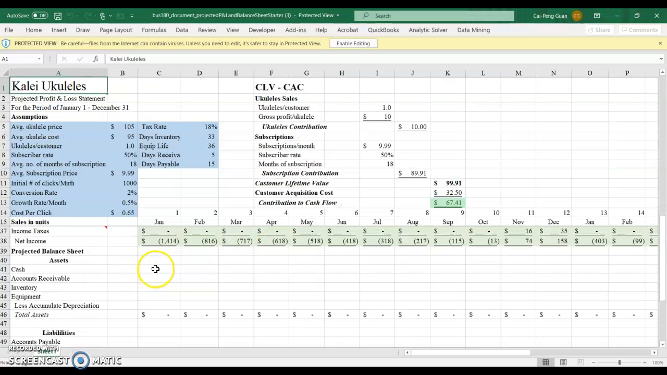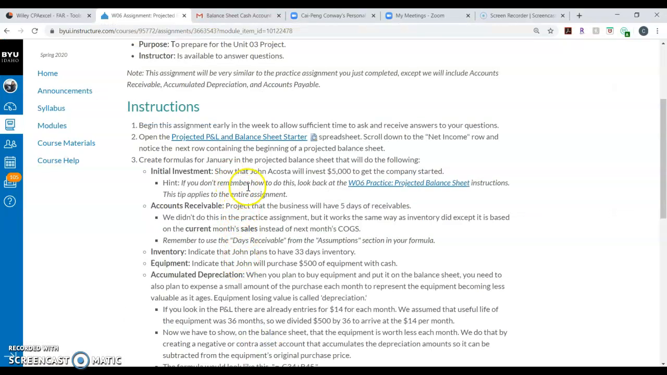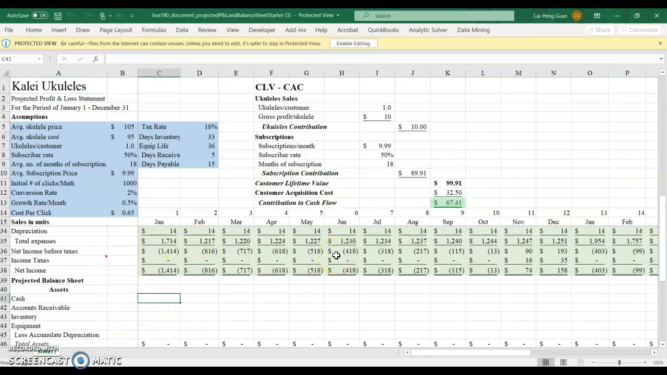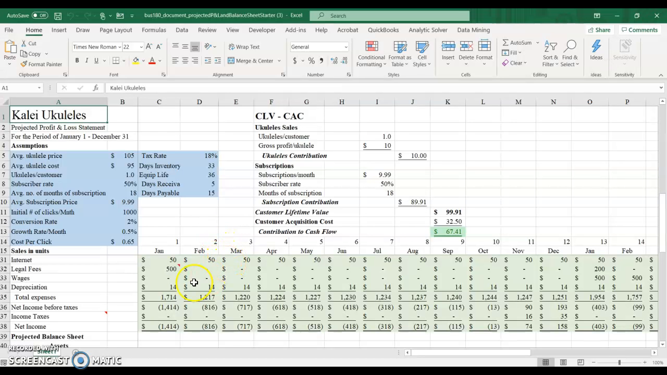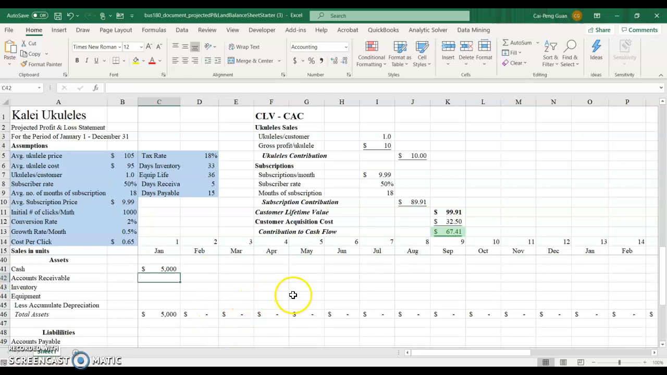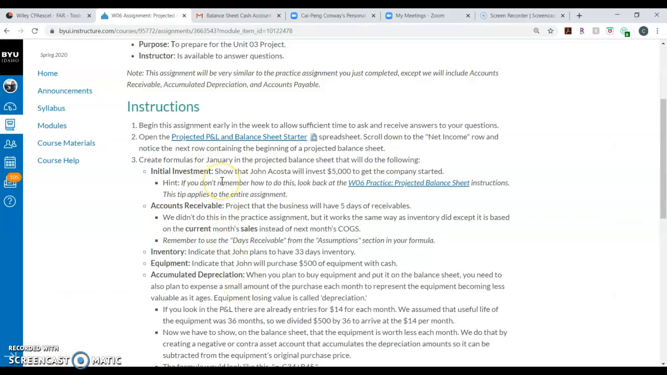So if we take a look at the assignment, we have done the previous things all right. The initial investment is 5,000. Sorry, I can't send you the spreadsheet even if I want to because of the TA rules that we have to follow. So the cash is 5,000. And if you remember from the practice, when we increase cash, the paid-in capital also increases.